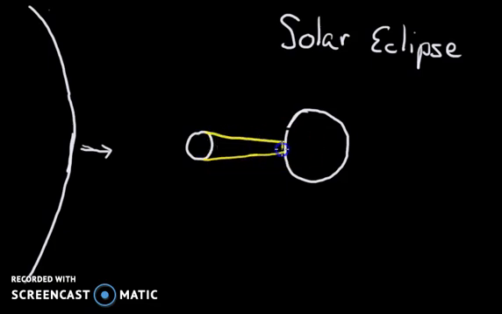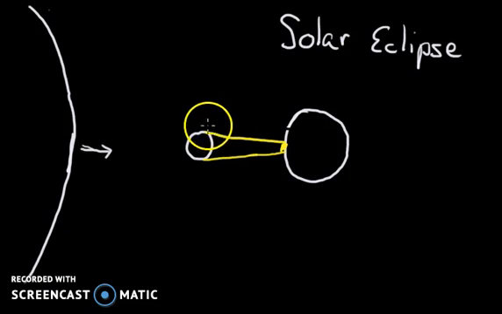And so this area here, if you were standing somewhere on Earth in this spot, you would experience a solar eclipse. And if you looked up to the sky, the moon would completely cover the sun, and you couldn't see the sun any longer.